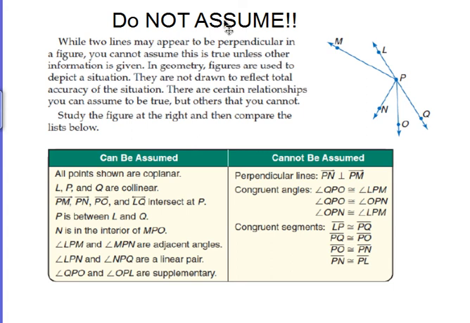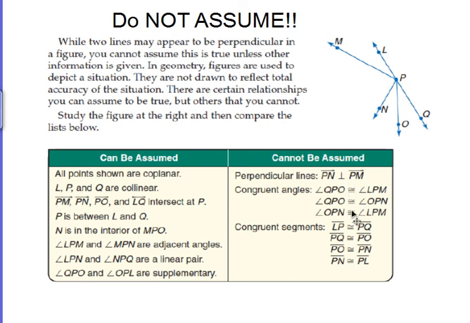Now, as we were talking about, do not assume. This is good reading. While 2 lines may appear to be perpendicular in a figure, you cannot assume that it's true unless other information is given. In other words, unless they give you this symbol here, which says that this ray, which is PN, is perpendicular to this other ray. They're both rays. That particular symbol means perpendicular, so that means this angle right here, which is MPN, is 90, just because they said this.